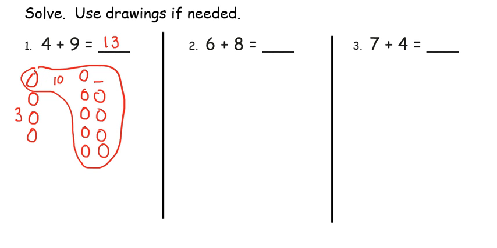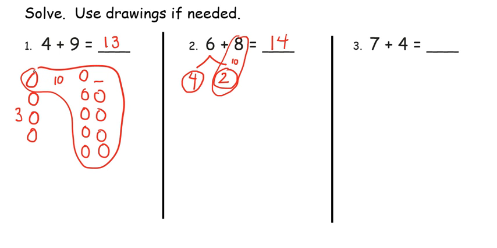I could also use number bonds to help solve these problems. When I'm adding 6 plus 8, I could break my 6 apart into 4 and 2. When I do this, that allows me to combine my 8 and my 2 to make 10, and then I just add the 4 that are left over. Since 10 plus 4 is 14, that means that 6 plus 8 is also 14.